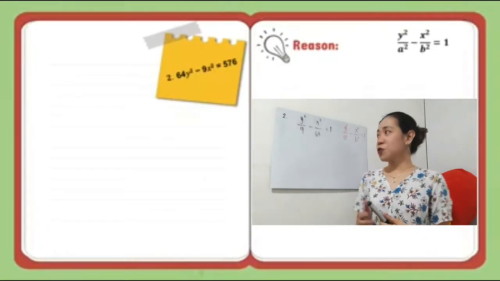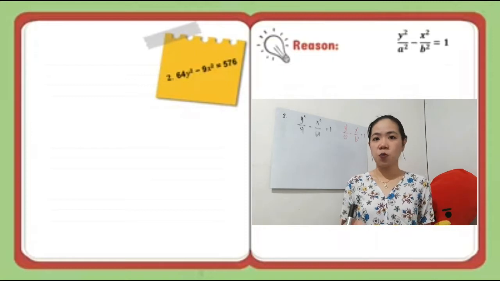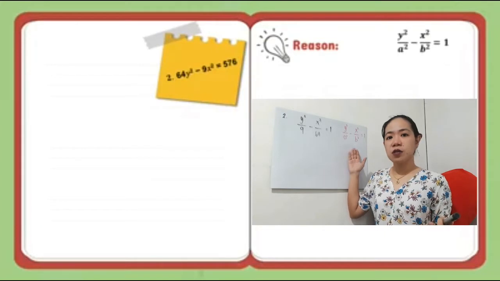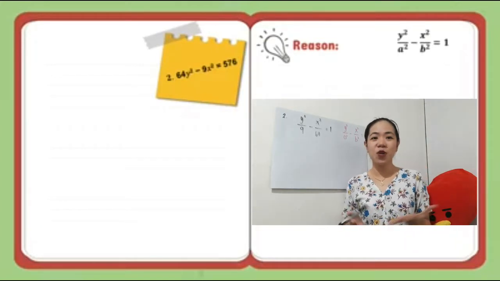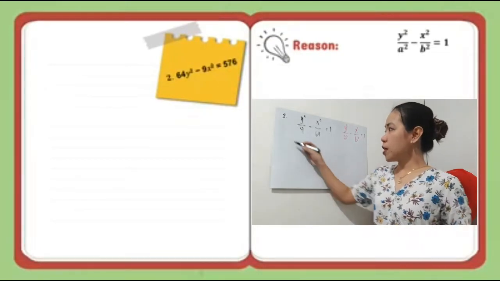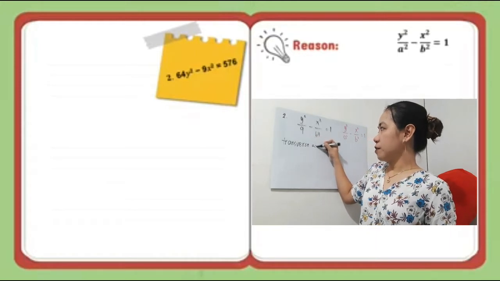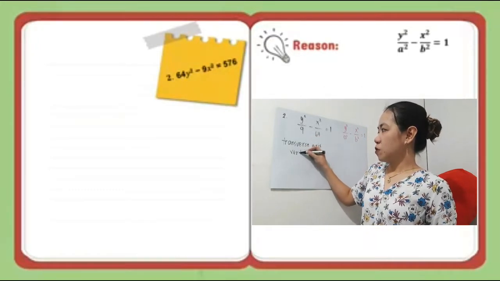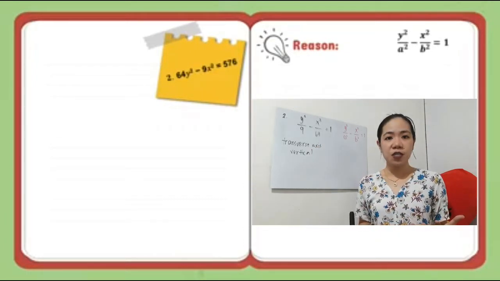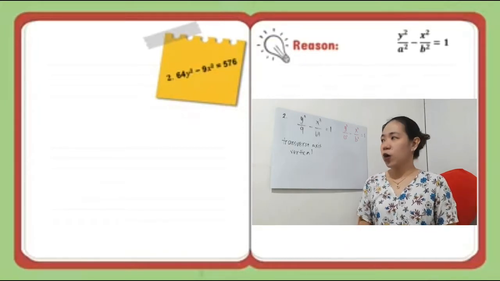So again, equation number 2 becomes y squared over 9 minus x squared over 64 equals 1, and it takes the form y squared over a squared minus x squared over b squared equals 1. It is different from example number 1, meaning this time the transverse axis is vertical. So why does it matter? That means the vertices are not on the x-axis anymore. They will be on the y-axis.